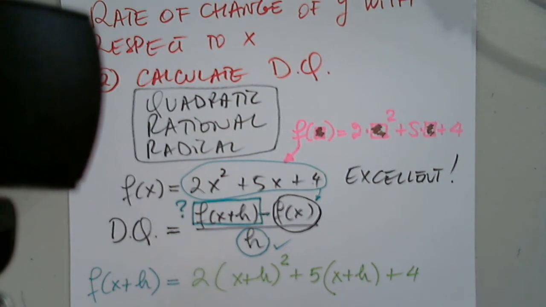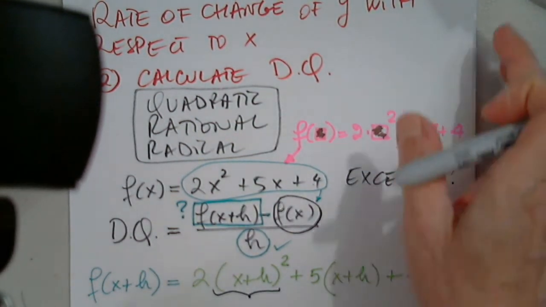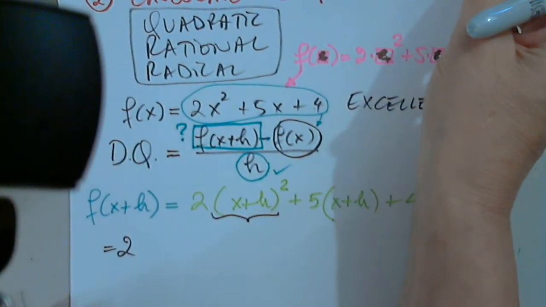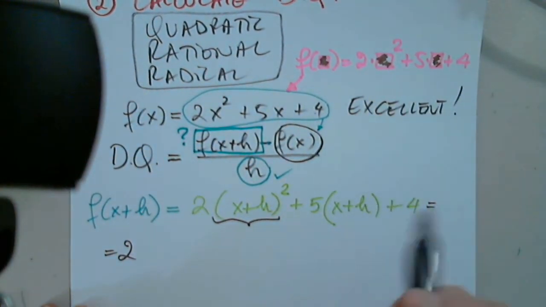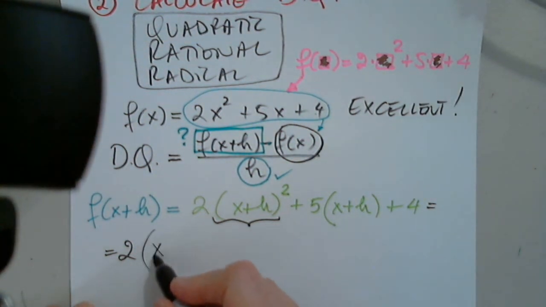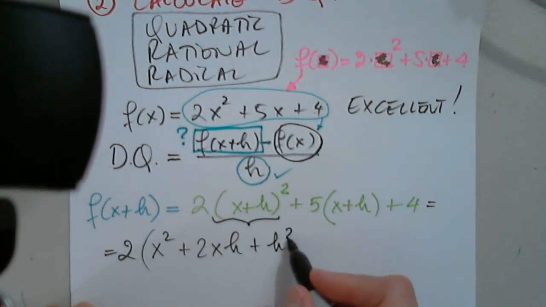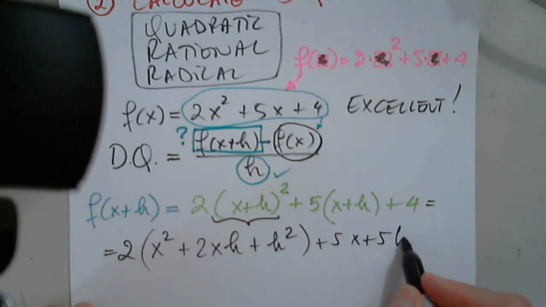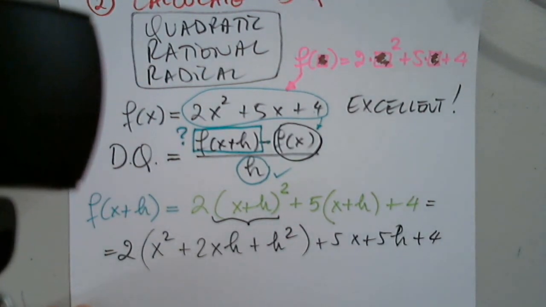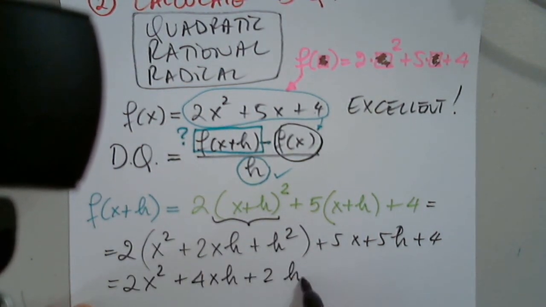And now this is what we reviewed last time. Please square this for me without FOILing, please. We discussed the formula last time, the special product. Please tell me what to write in a blink. x squared plus 2xh plus h squared. That's it. Plus 5x, plus 5h, and plus 4. Good. And finally, you're going to tell me to distribute: 2x squared plus 4xh plus 2h squared plus 5x plus 5h and plus 4.